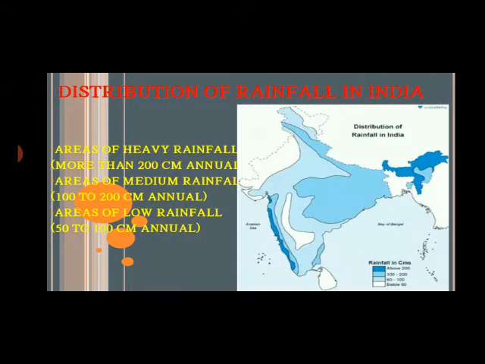Now let's take a look at this map which is showing you the distribution of rainfall in India. There are three divisions of the distribution of rainfall: areas of heavy rainfall that are more than 200 centimeters annually, areas of medium rainfall that are 100 to 200 centimeters annually, and areas of low rainfall that are 50 to 100 centimeters annually.